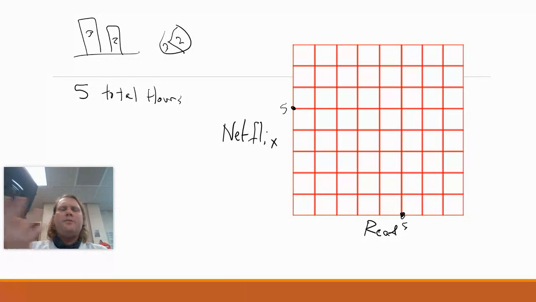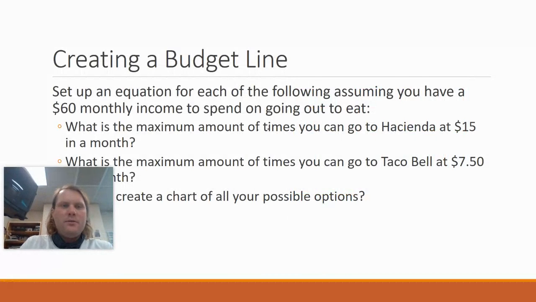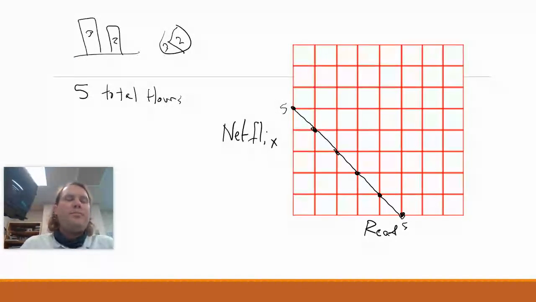Well, what if I want to spend 4 hours on Netflix? How much time does that leave me to read? 1, right? Obviously 3 and 2, 2 and 3, 1 and 4. We can connect these dots. And this is what is referred to as the production possibilities curve. We're going to eventually get to that in a second. These are every possible option that I can perform those two things.